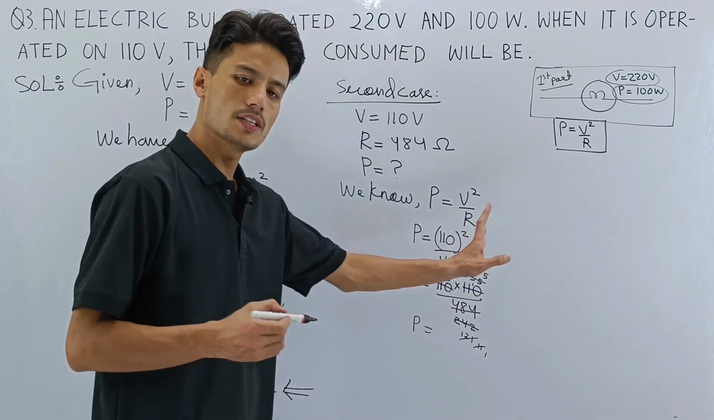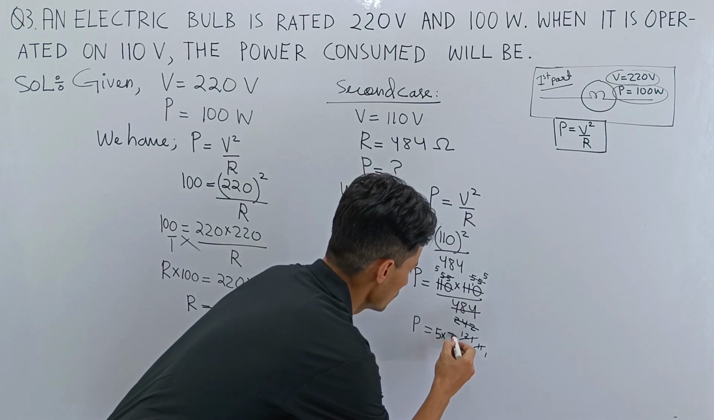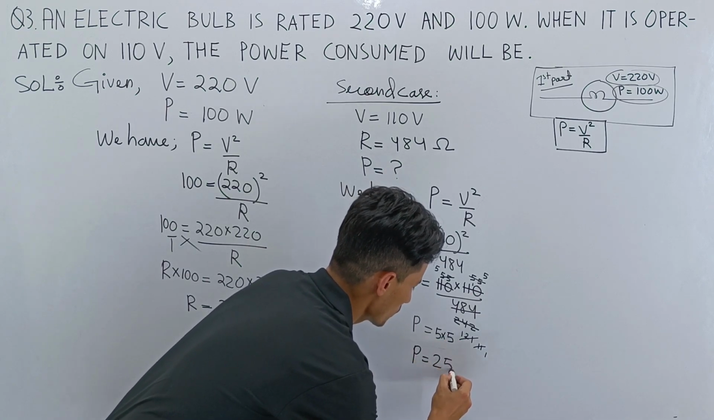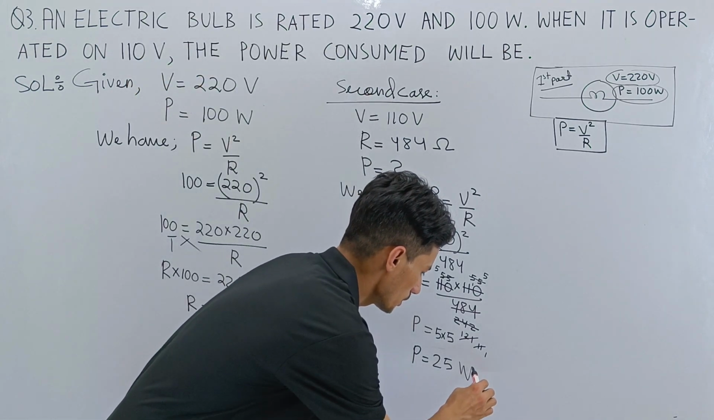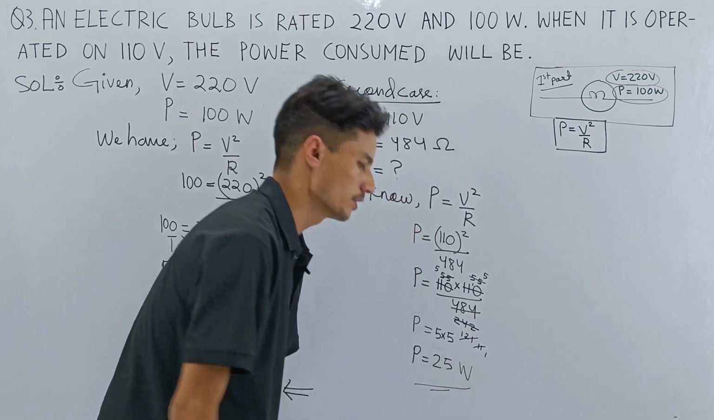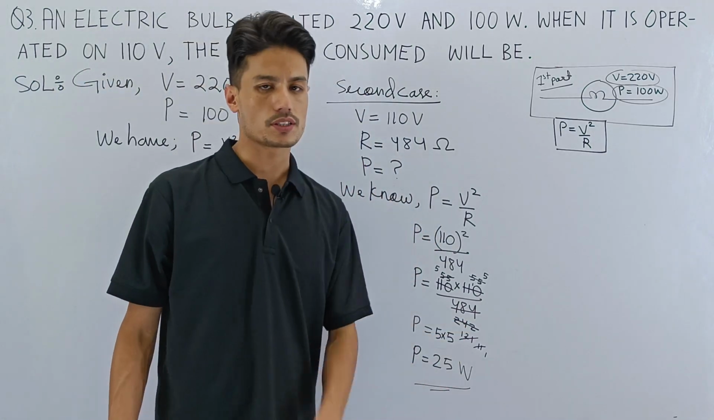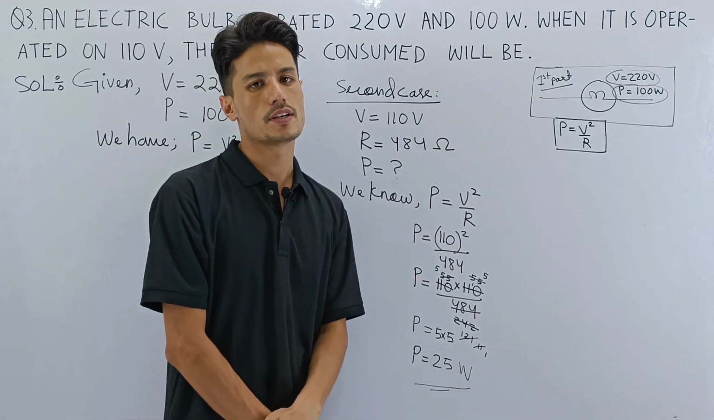So after simplifying and cutting, what we get? We get 5 into 5. So power is equal to 25, and don't forget to write the unit of power, which is watt. So W. This is the answer. This is also an MCQ question, so the option has 25 watts as one of the answers. Tick that and you'll get the correct marks.